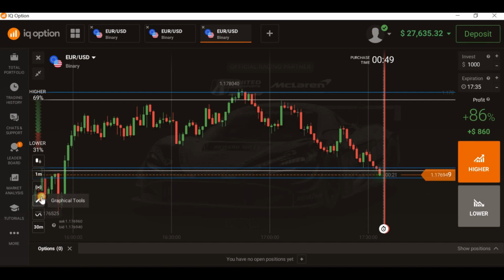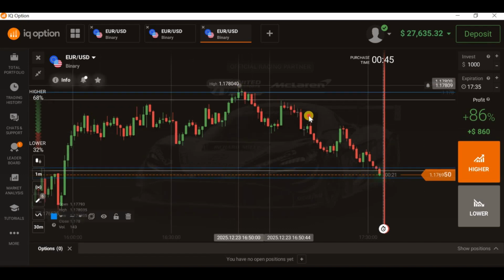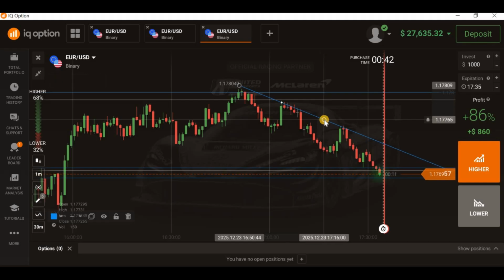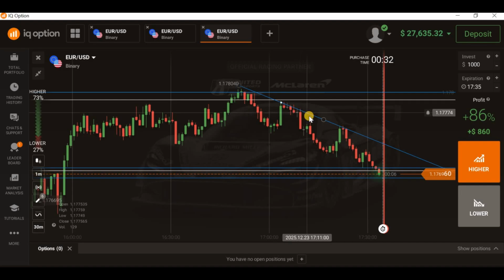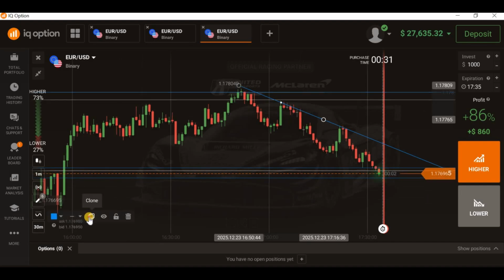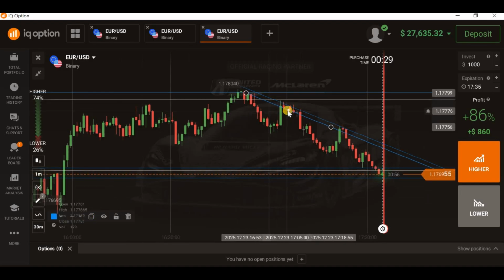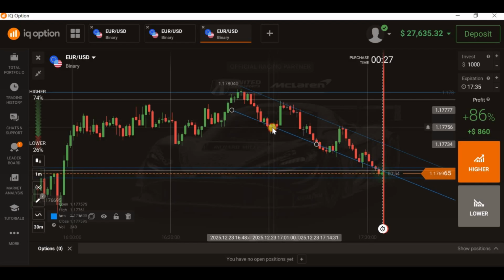So what I'm going to do is use a trend line here to show you how the trend is now making lower highs and lower lows. Oh, sorry. The trend makes lower highs and lower lows, right? So with that being said, I will put this here.